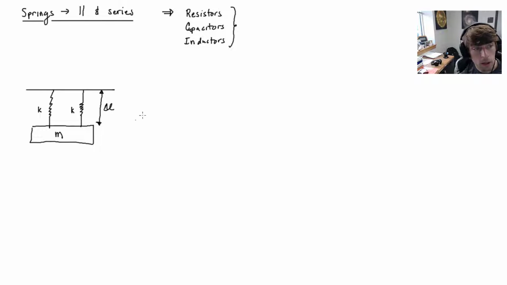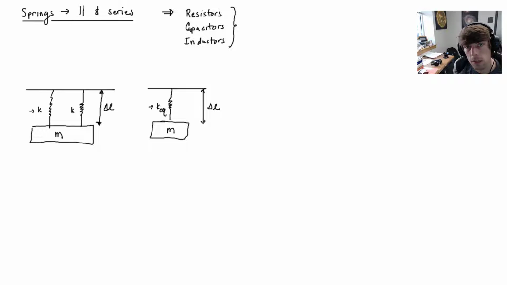Now, the question, first of all, is, say instead of doing two springs, I would like to do it with a single spring. I would like to suspend the same mass with only one spring, which I'll call K effective, or I'll put equivalent, so I'll put K EQ, and say I also want to have it stretch a distance of delta L. And the question is, how does KEQ, the equivalent spring constant, compare to the individual spring constants?